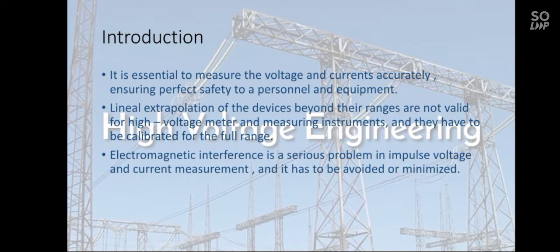Linear behavior of devices beyond their ranges is not valid for high voltage meters and measuring instruments, and they have to be calculated for the full range. Electromagnetic interference is a serious problem too. In impulse voltage and current measurement, it has to be avoided or minimized.